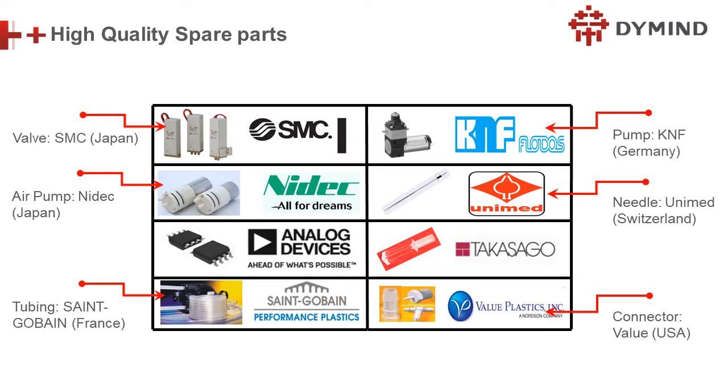And the next one is the CPU, which is from the USA, that is Analog Devices. And that's why the cost maybe is a little higher than other brands, but much more stable. And the flow cell is also from Japan, that is Takasago. So some customers always ask, Jerry, can you send me the spare parts only for the flow cell? But actually, we cannot do that. Why? Because we only do the assembling. We cannot do the calibration. The calibration is done by Japan.